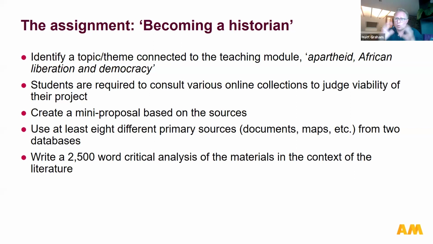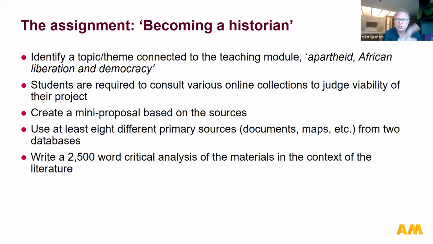Now, I've called this assignment Becoming a Historian. I don't actually tell my students that this is the title of it, but basically this is the process of what they are doing. And just to give you a little bit of context, I teach a module called Apartheid, African Liberation and Democracy, and this is at level 4 in the Scottish system. So in Scotland, we have a 4-year undergraduate degree program, so it's in their final set of modules before they graduate.